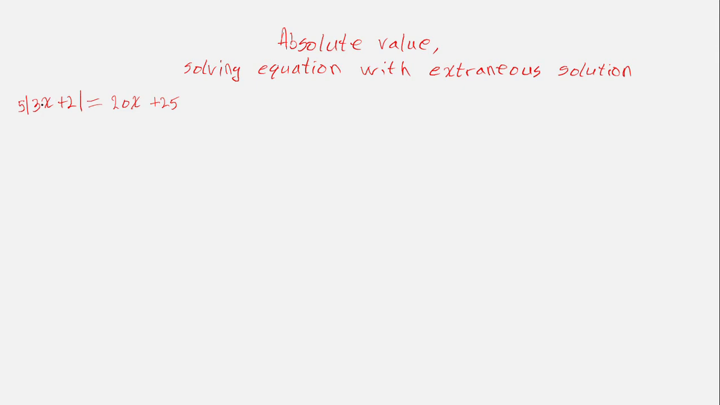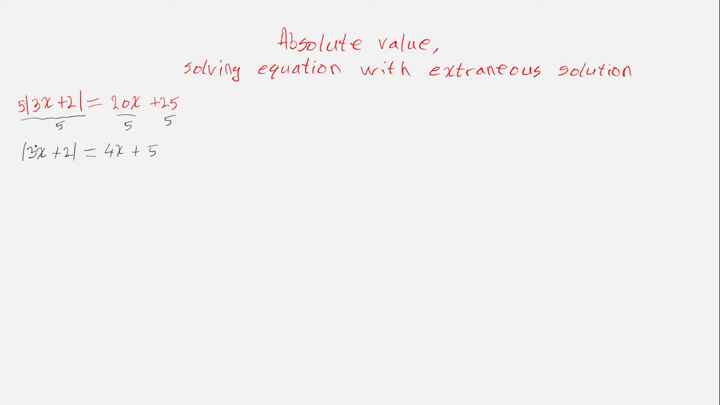As I said in previous videos, when solving absolute value problems, we need to get the absolute value term by itself. So in this case, it's multiplied by 5, so we need to divide everything by 5. Once we do that, we get the absolute value already by itself. So this is 20 divided by 5, so that's 4x, and this here is 5.